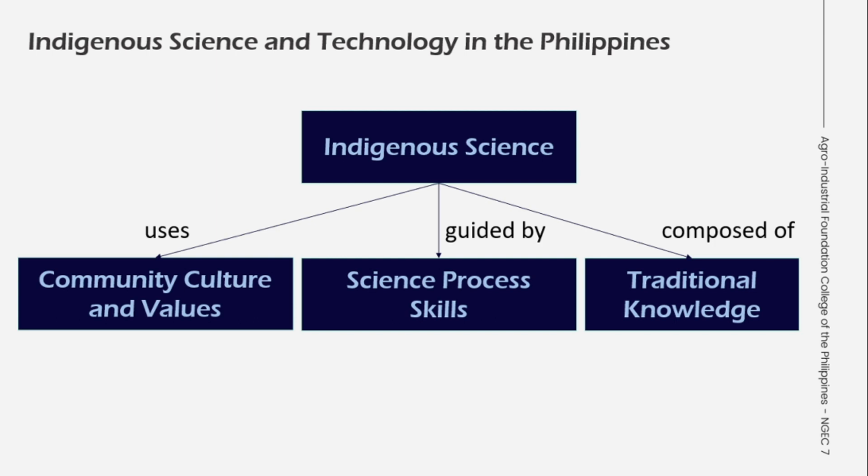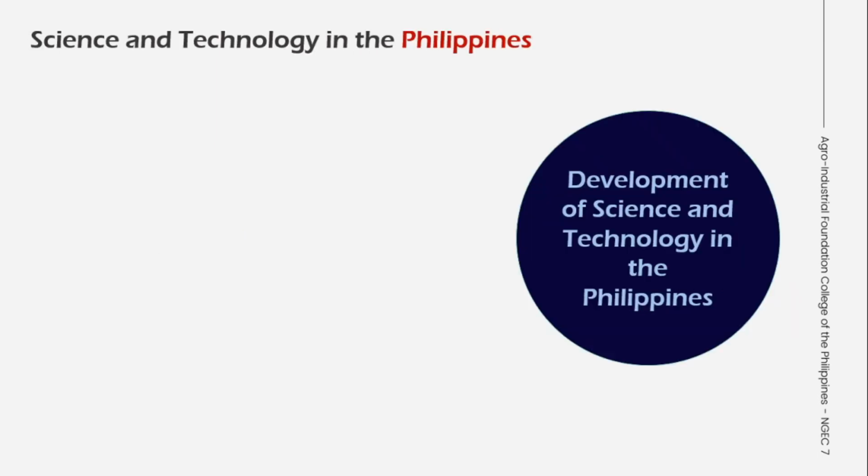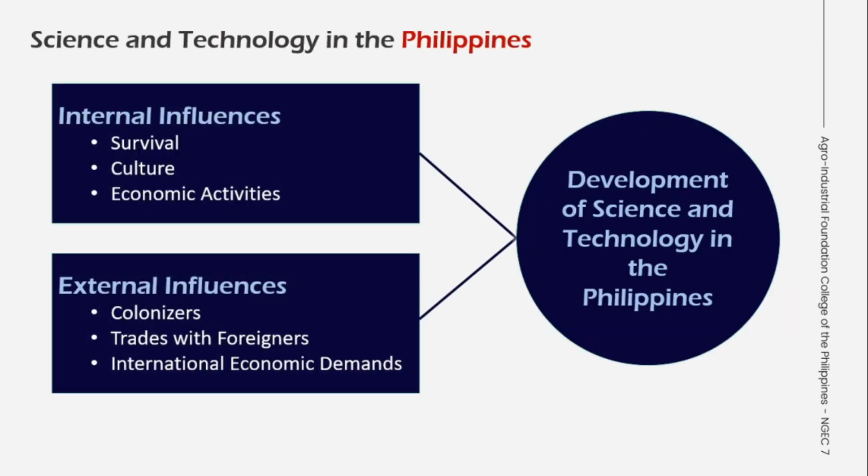Okay, so after some time, development of science and technology happened. Okay, indigenous science changed and was influenced by internal and external influences. Okay, so internal influences are the ones we have discussed previously, the early Filipinos' indigenous science. Now, when the Spanish colonizers came, they also brought with them their own traditions and cultures, their own science and technology. They established a formal science and technology education system.